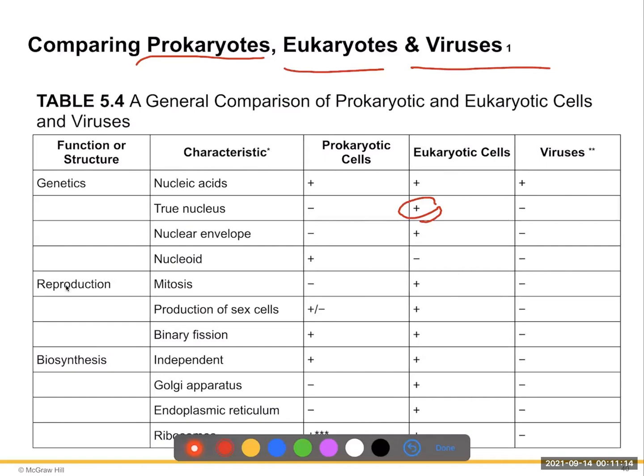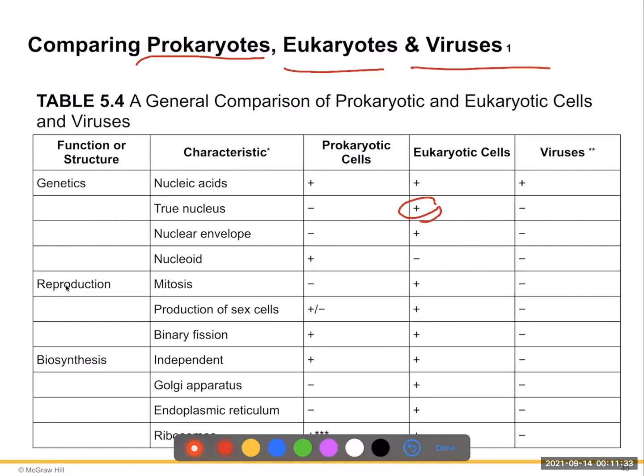Reproduction of eukaryotic cells is by mitosis. That's how eukaryotic cells divide. Prokaryotic cells divide by binary fission, it's a breaking apart, just one thing breaks into two. That's your prokaryotes and your eukaryotes.